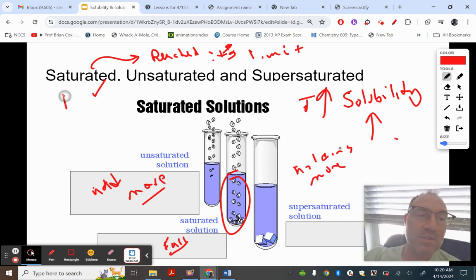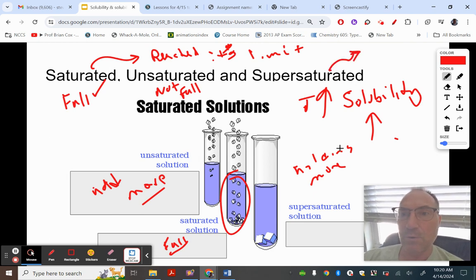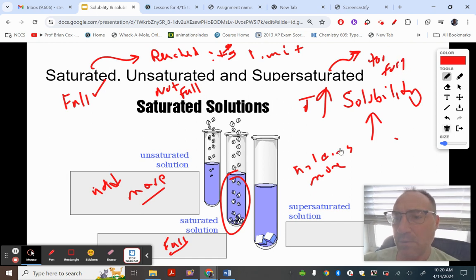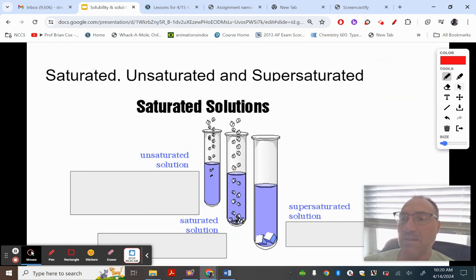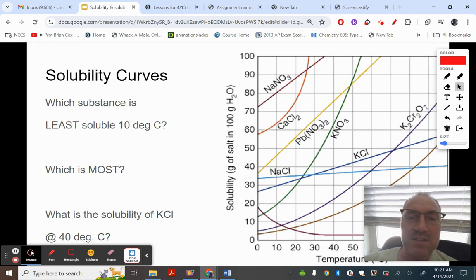This is filled up, so this is full. This is not full of solute, and then this guy, supersaturated, is too full, right? And it's going to come out. Normally we'd make it in lab, but I'm not there. Sadness. Okay, now the biggest thing is that you understand how to do these curves.